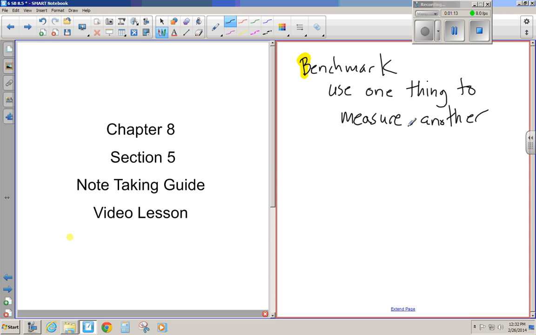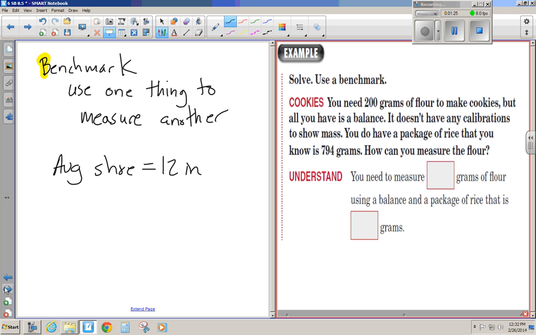And so you could kind of assume that an average shoe equals 12 inches. That is kind of what we're dealing with here. So looking at this, use 200 grams of flour to make cookies, but all you have is a balance. It doesn't have any calibrations to show mass. You do have a package of rice that you know is 794 grams. How can you measure the flour?